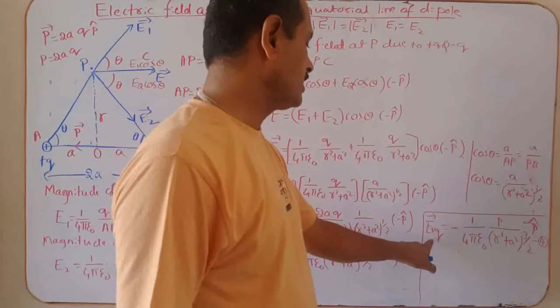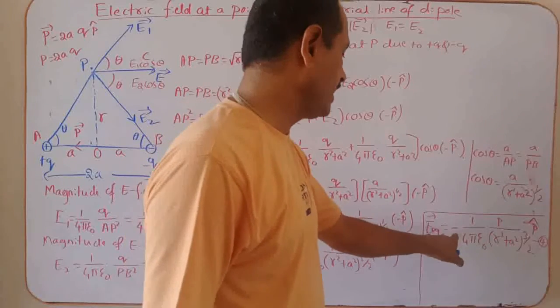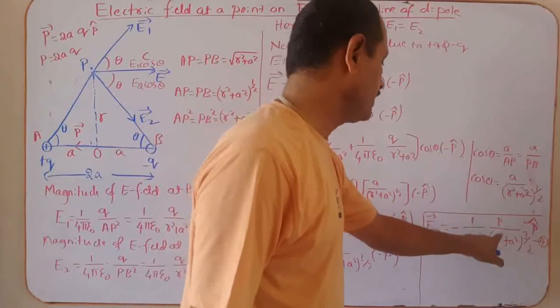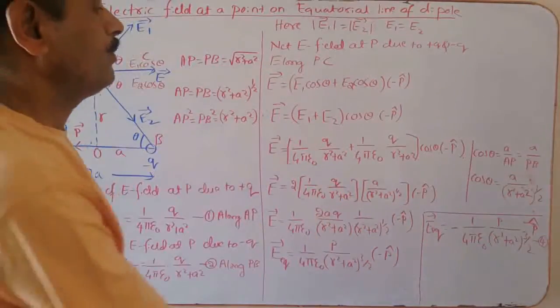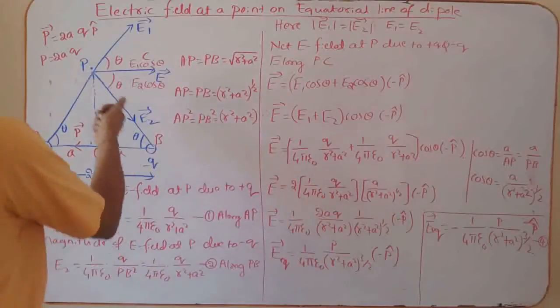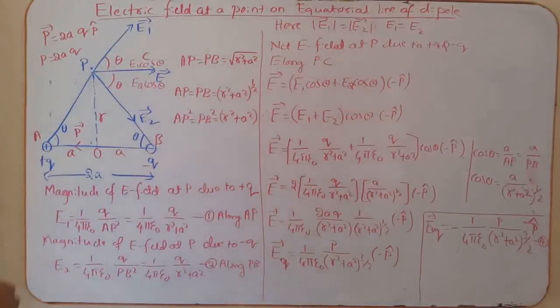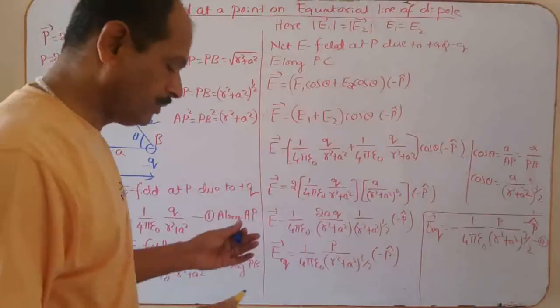Now the electric field at a point on the equatorial line is minus 1 by 4 pi epsilon P divided by R square plus A square whole raised to 3 by 2 into P cap. Why negative? Because the electric field is opposite to the direction of the electric dipole moment.